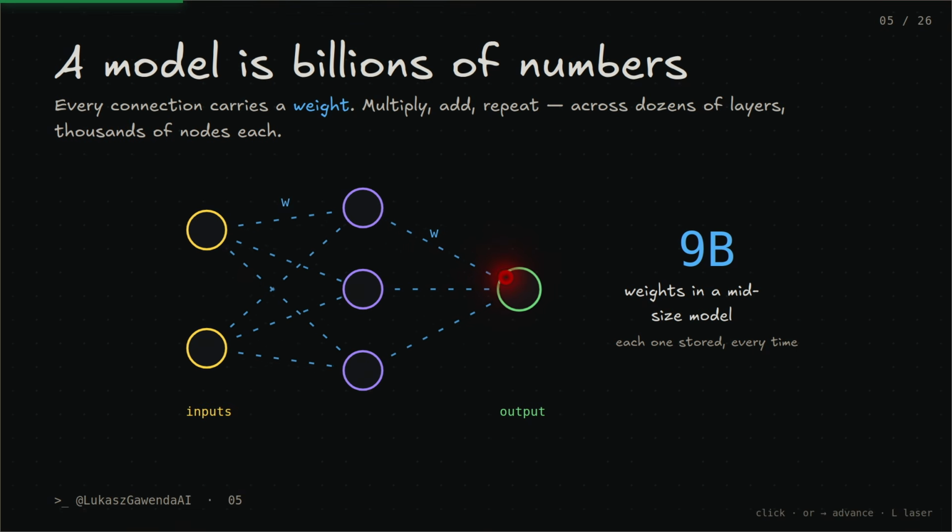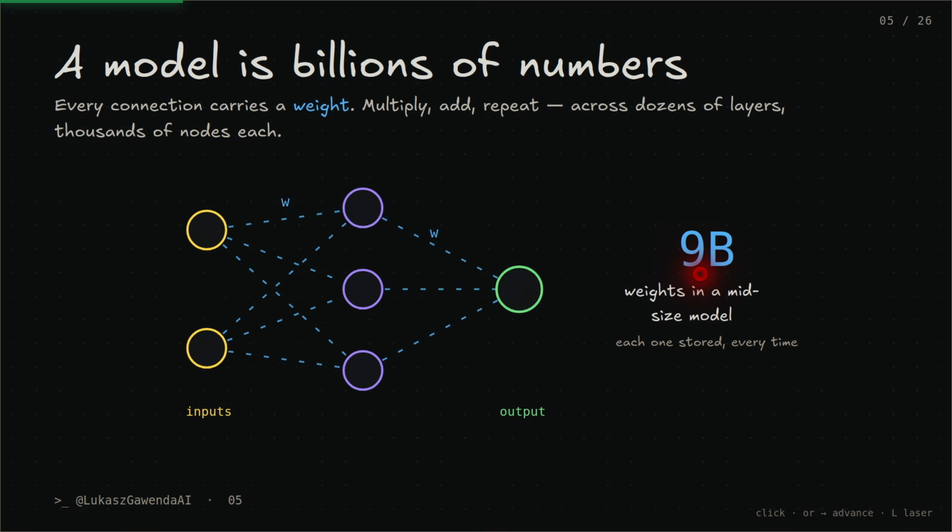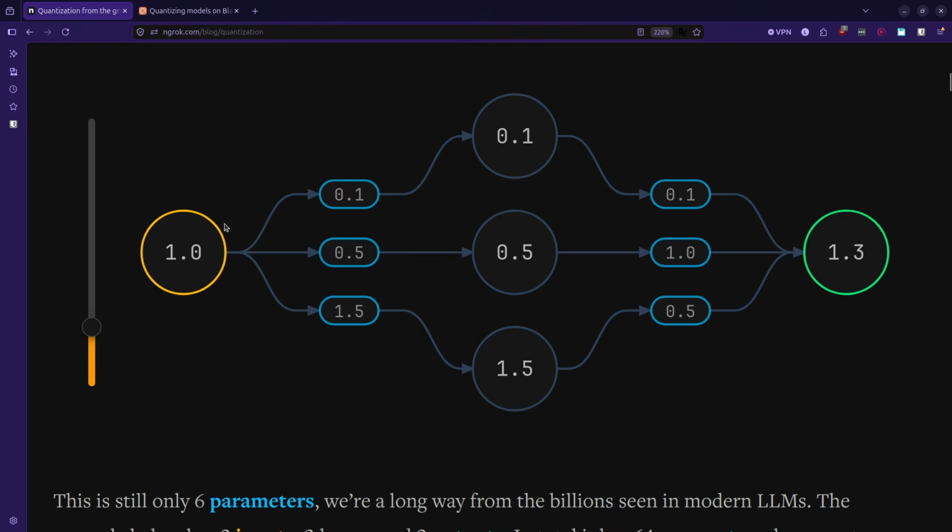We can picture it as a volume knob. It decides how loudly the signal that we feed, for example, from this layer will impact the output. A mid-sized model can have 9 billion of them, and every single one has to be stored. That storage bill is the entire reason quantization exists. So the real question becomes, do we actually need to write down every one of those numbers at full precision?